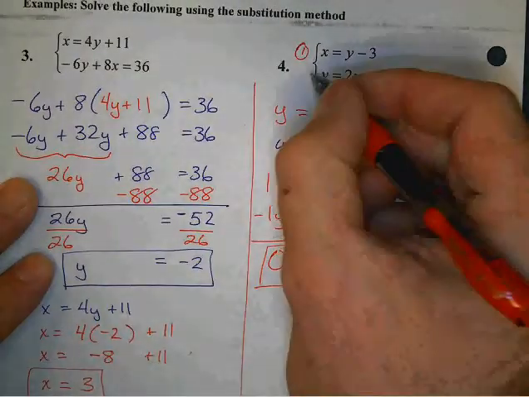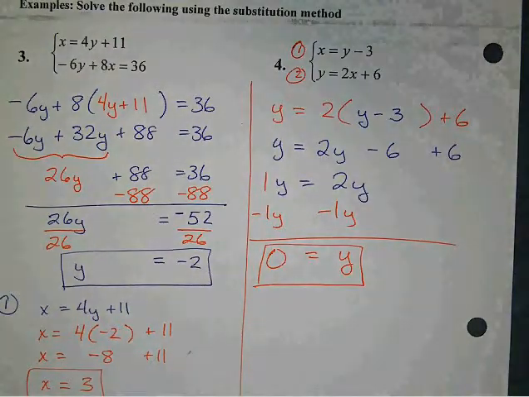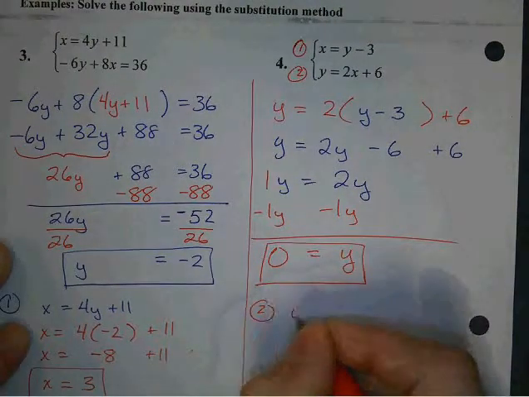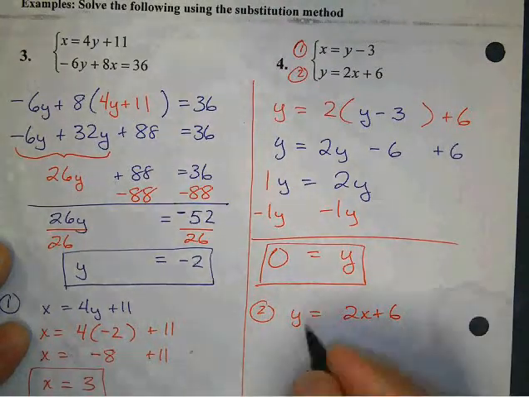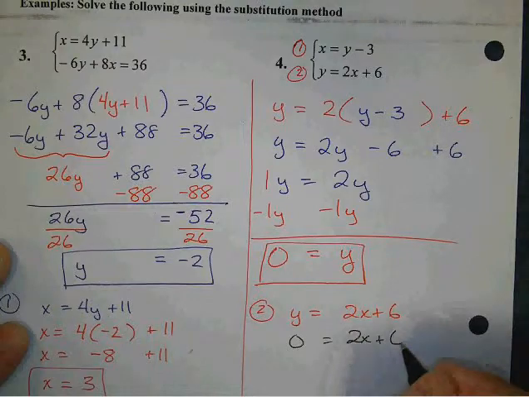Got to choose here. Do I want to plug it into the first equation or the second equation? Which will give me an easier x, Noah? We choose the second. Okay, so here's the second equation. Y equals 2x plus 6, and the y value is 0. Who can solve this for me?